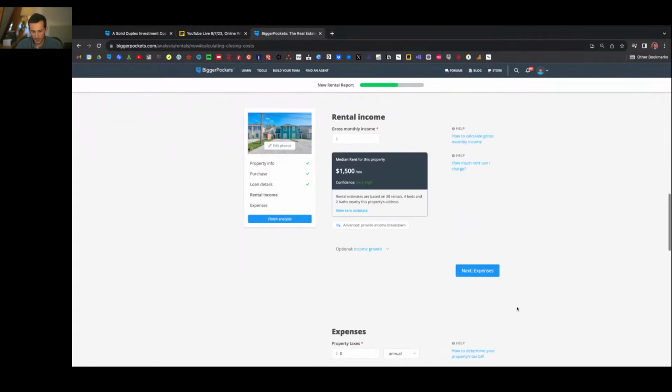All right, so what we see here is the BiggerPockets calculator has already brought in the median rent for this property at $1,500 per month. And it says what the confidence is. Again, this is just for one side of the property, right? And so we're going to have to double that to 3,000.